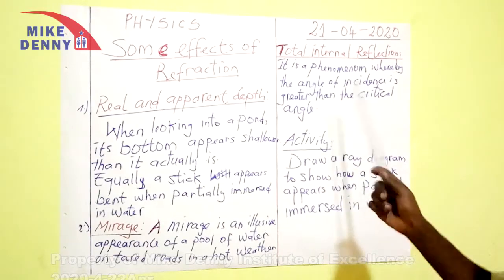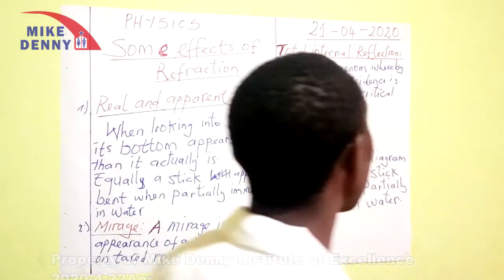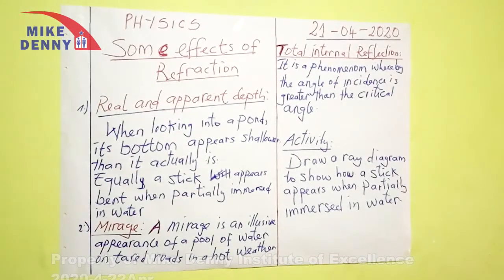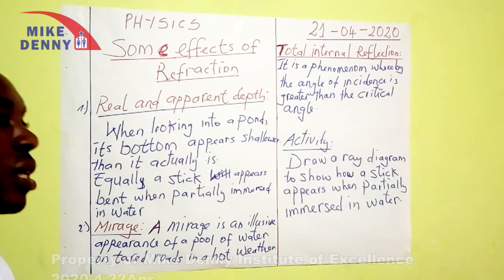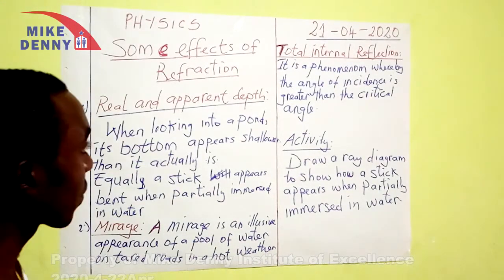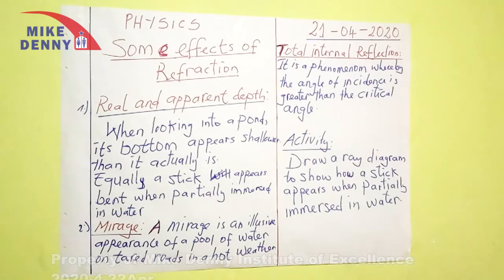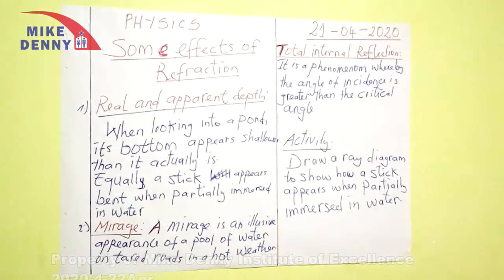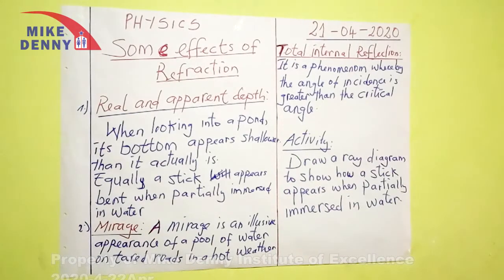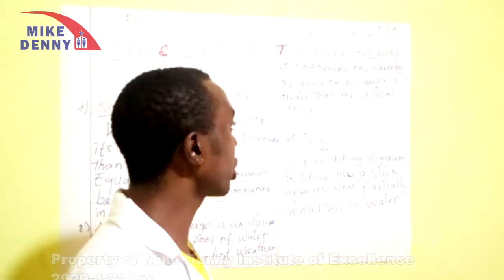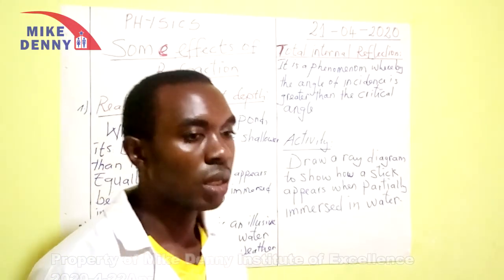Okay, here we have total internal reflection. What is total internal reflection? Something is totally internally reflected. It means that it goes and comes back. Light rays are also totally internally reflected, more especially when light moves from a more dense to a less dense medium, the light rays are bound to go and return back to its original medium.